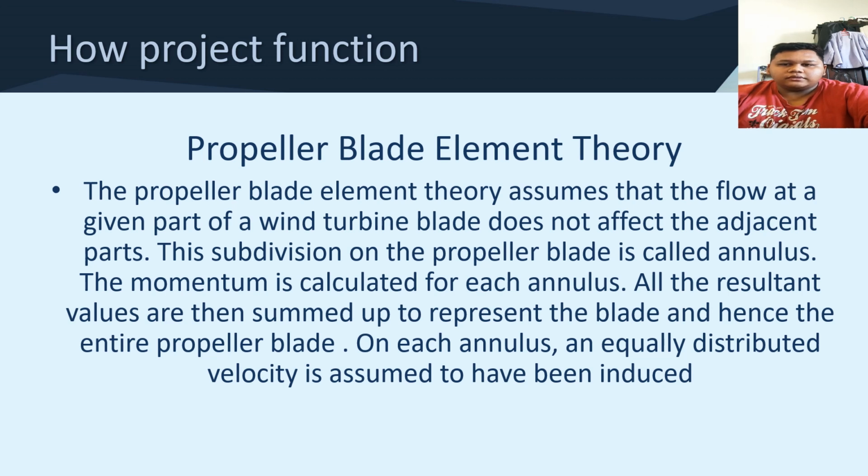The momentum is calculated for each annulus. All the resultant values are then summed up to represent the entire propeller blade. On each annulus, an equally distributed velocity is assumed to have been induced.